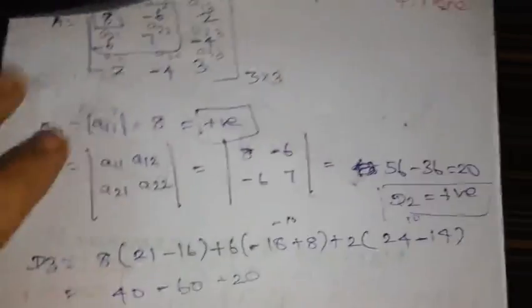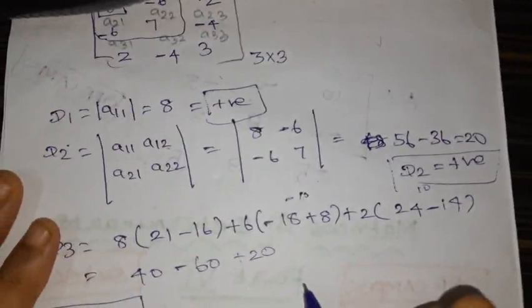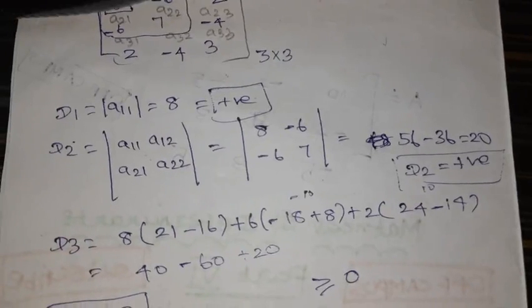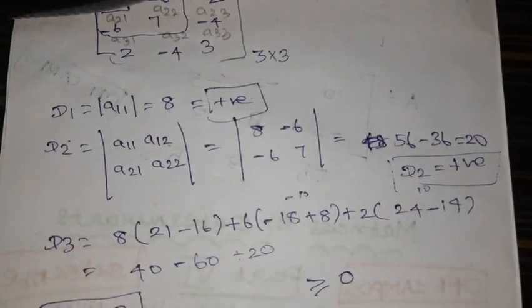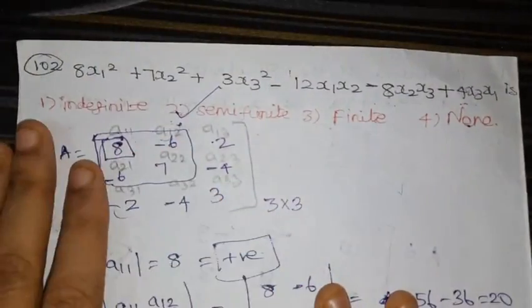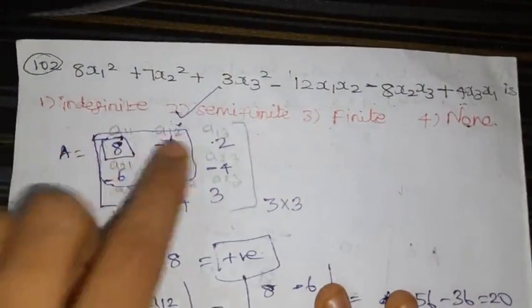Okay, all the principal minors are greater than or equal to 0. D1, D2, D3 all are greater than or equal to 0. All principal minors greater than or equal to 0 means the quadratic form is positive semi-definite. Here they are not mentioning in that option any positive or negative, so simply semi-definite is the right option.